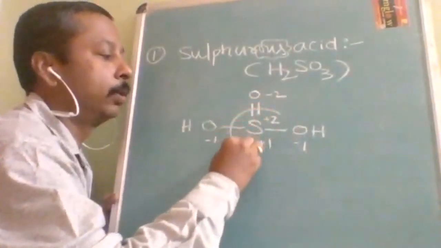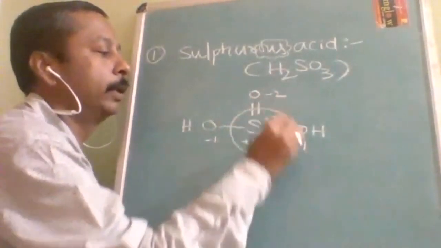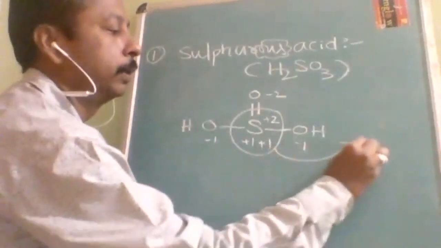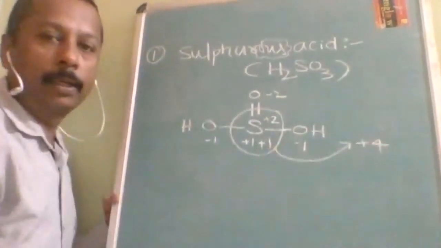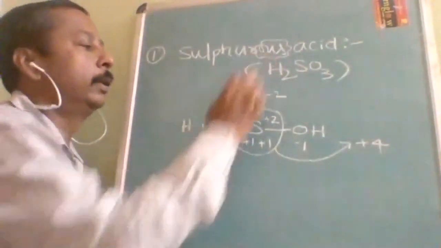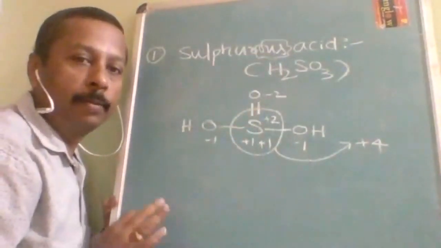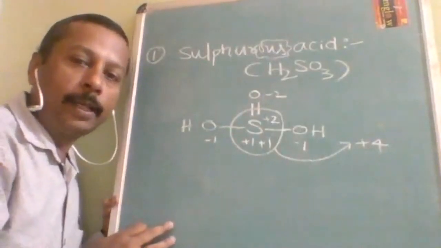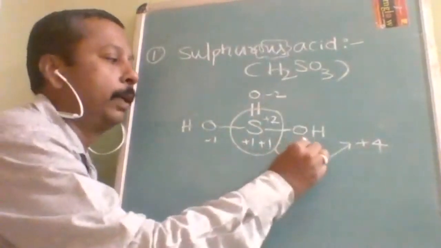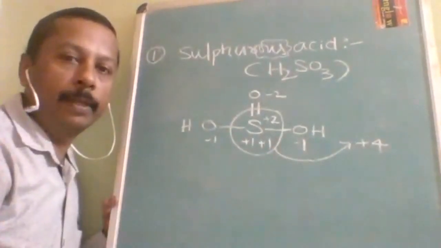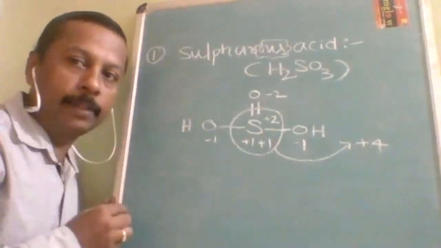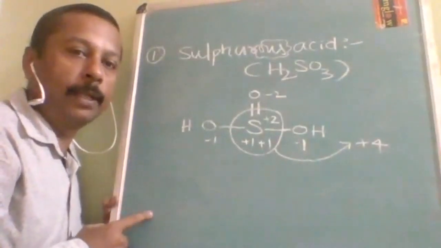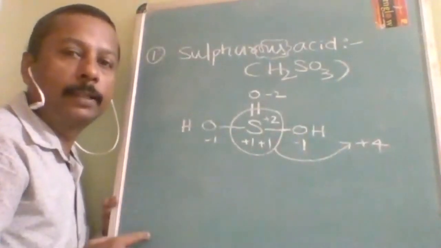So as a total, the sulfur oxidation number in sulfurous acid is going to be +4. Is it understood? Sulfur normally forms 4 bonds and normally exhibits a +4 oxidation state. Okay, so this is the first acid of the sulfurous acid series. The first acid of the series is sulfurous acid itself.